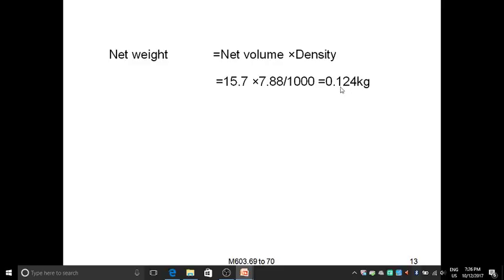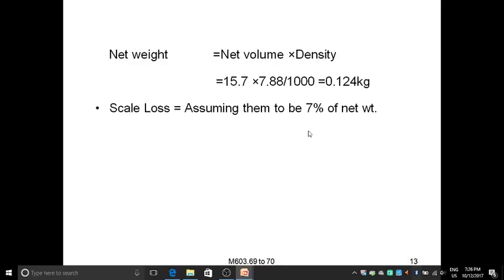If you convert this into grams, it will be 124 grams. So our value is 0.124 kgs. Now you come back to the losses that we need to consider. The scale loss, as we have seen in the previous slides, is normally 7% of the net weight.